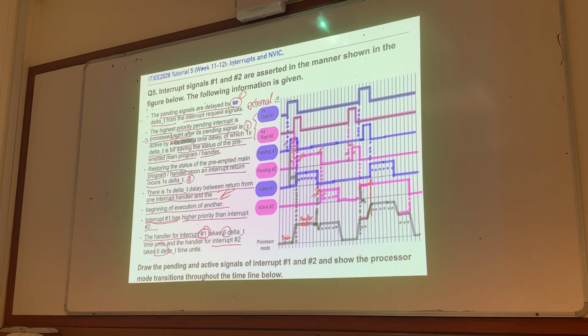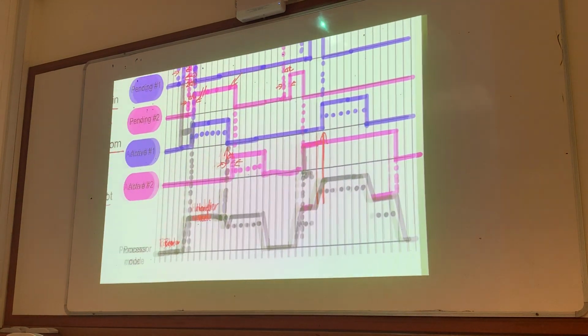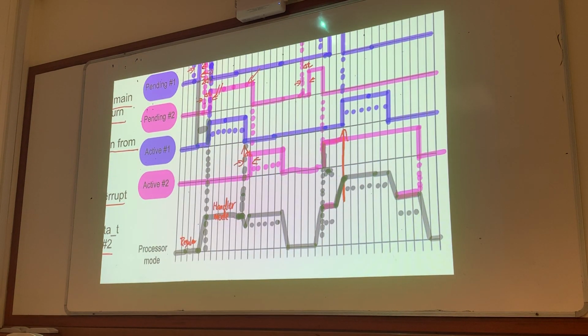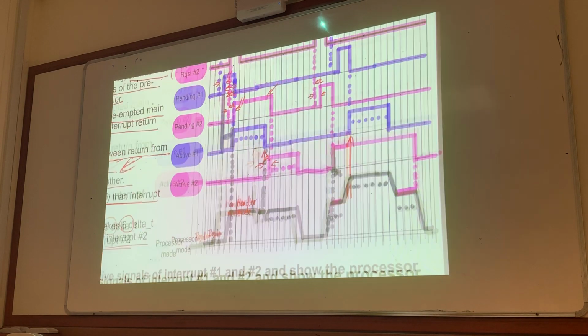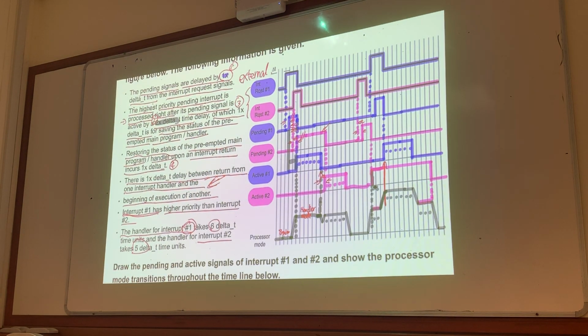Which one? Like the signal 2 and signal 1 supposed to be from the same level, is it? I mean, not signal. Signal 2. Yeah, signal. Which one? This one, request or pending or active? Which one are you talking about? Signal 1, active 1. Active one here.